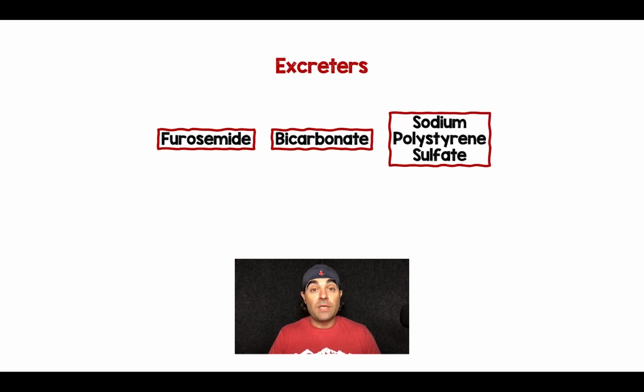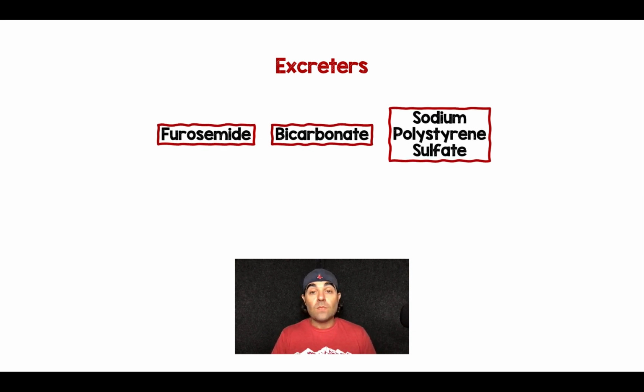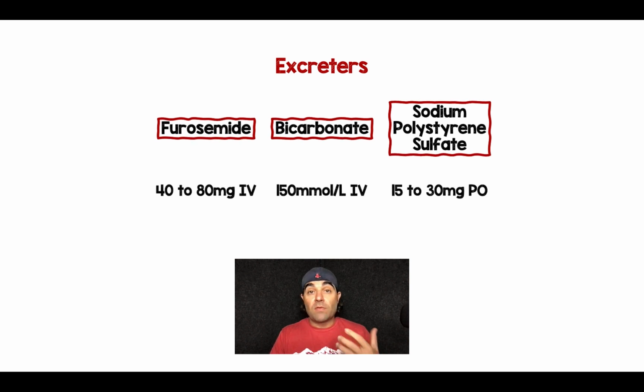The third category is your excretors, and there are really 3 that fall into this. There's furosemide, bicarbonate, and then sodium polystyrene sulfate, also known as Kayexalate. So the dosing for each of these. For furosemide, 40 to 80 milligrams IV, I will tell you that I typically go with 80 milligrams. If I'm giving it, I might as well give it.